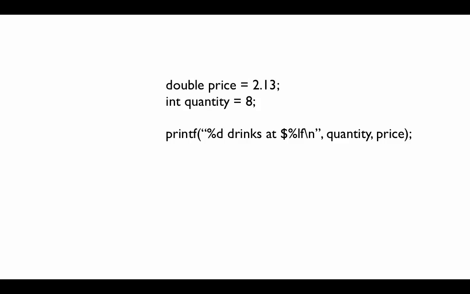Now what happens if we have multiple placeholders like in this example? Well, it follows the order of the placeholders. So in this example, this will print out 8 drinks at $2.13. When printf is processing the output, it will first look for the first placeholder, which happens to be the %d. It automatically uses the first variable given. Once it moves on to the second placeholder, it will know to use the second variable. The order is what determines which variable goes where. So you need to give your variables to the printf statement in the same order that you want them to be printed out in.